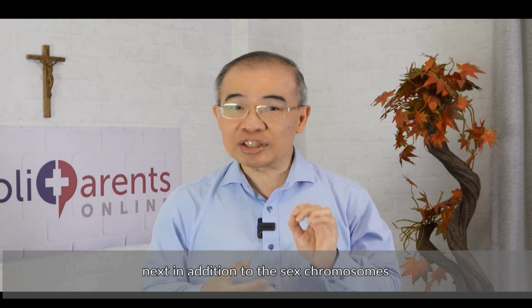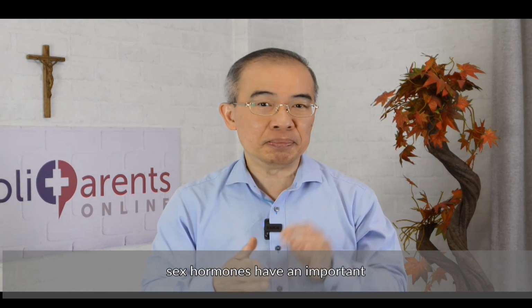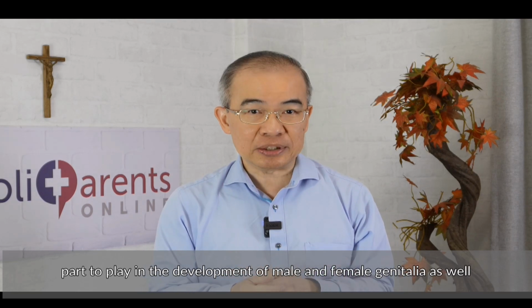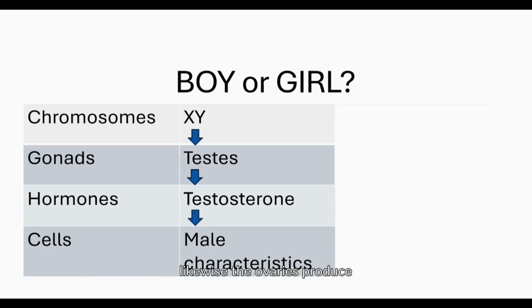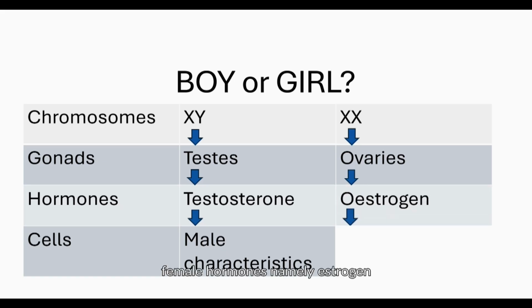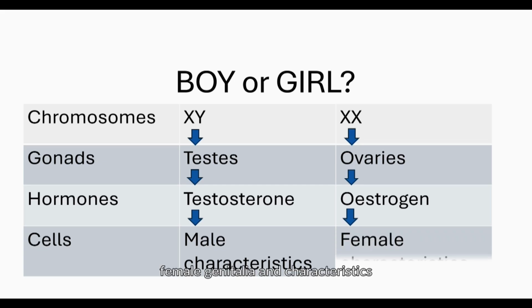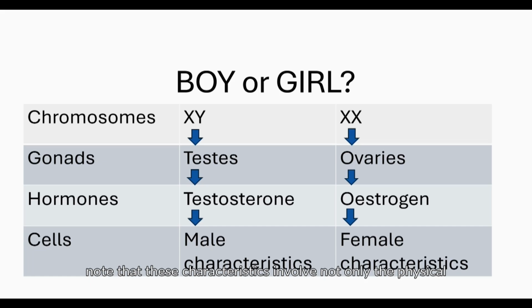Next, in addition to the sex chromosomes, sex hormones have an important part to play in the development of male and female genitalia as well. In the normal course of events, the male testes produce testosterone to induce the development of male genitalia and characteristics. Likewise, the ovaries produce female hormones, namely estrogen, which induce the development of female genitalia and characteristics. Note that these characteristics involve not only the physical, but the psychological and emotional aspects as well.